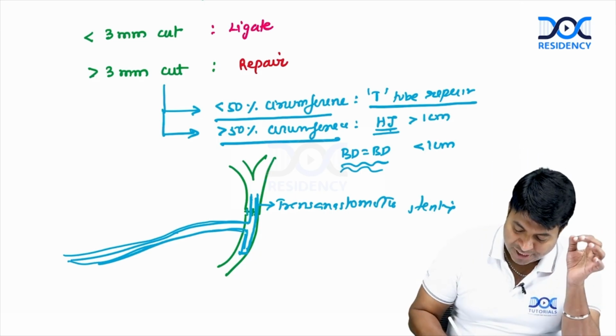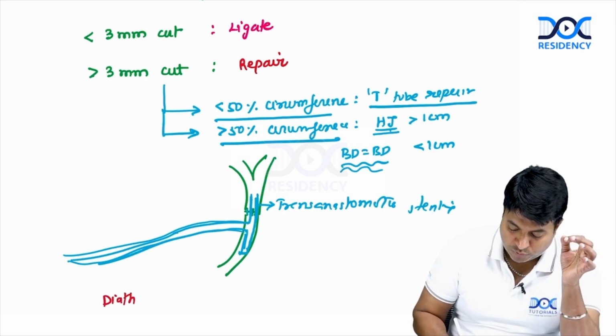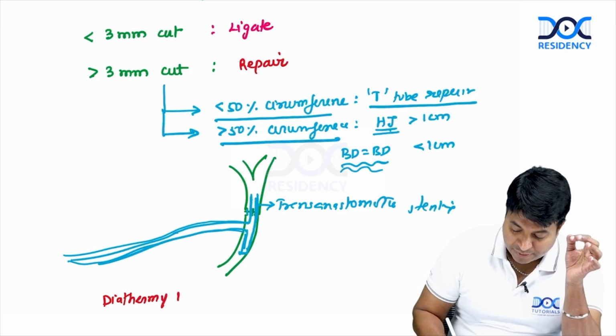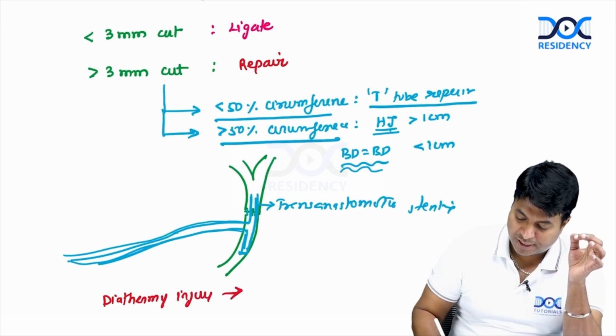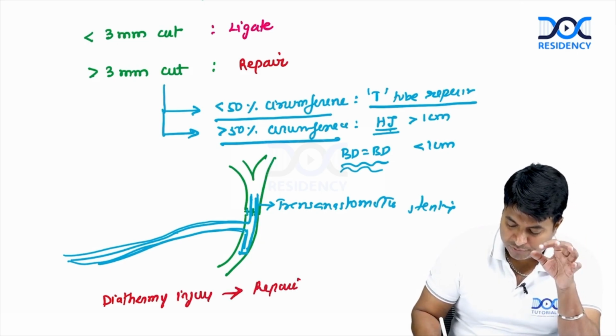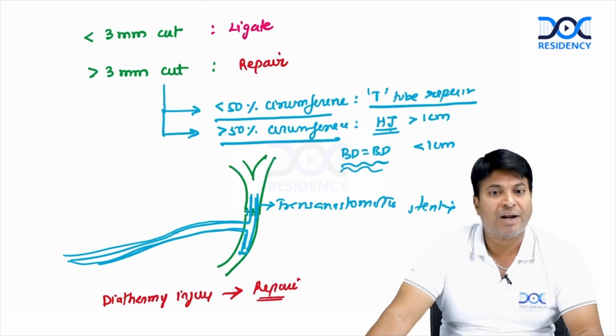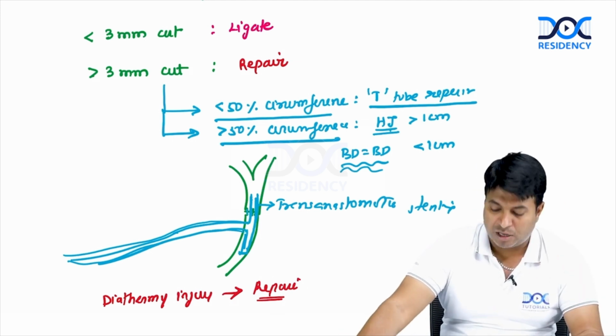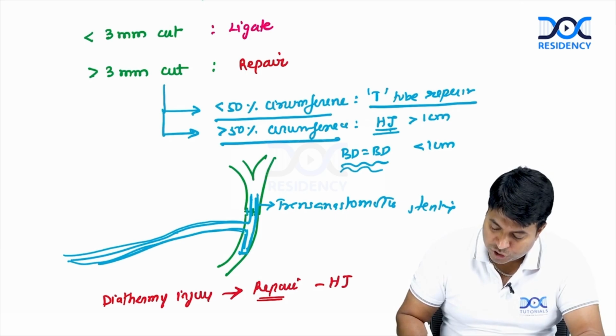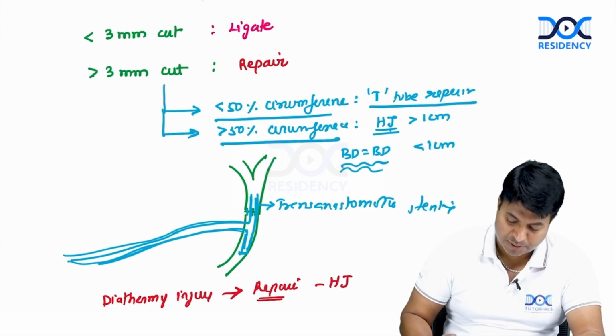What I am telling you so far is cut injury. If it is a diathermy injury, it always needs repair. There is no role of conservative treatment. Diathermy injuries can present very late, so we have to open and repair it immediately. Always we have to go for a hepaticojejunostomy in diathermy injuries. Okay, please remember this point.